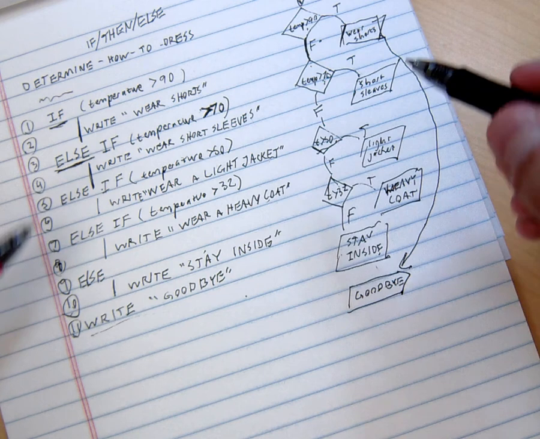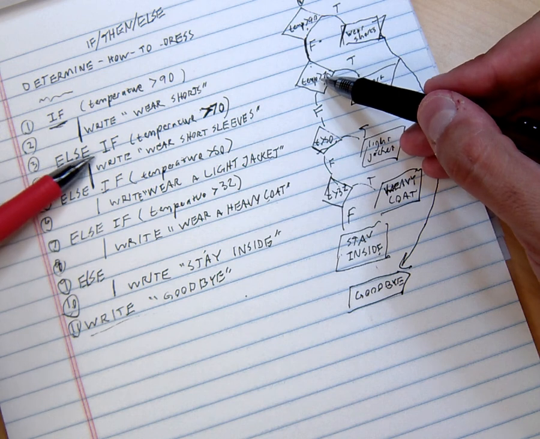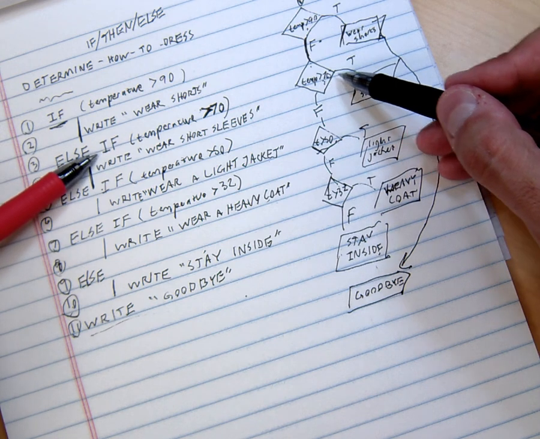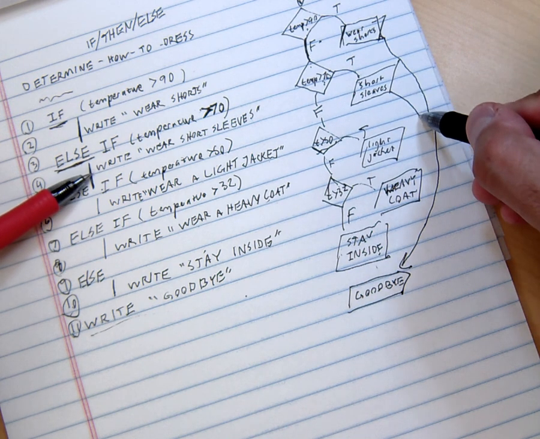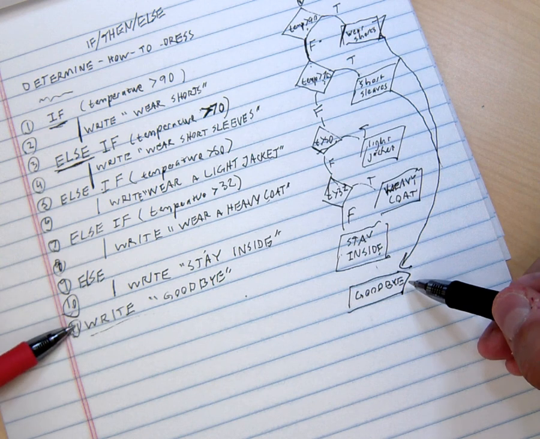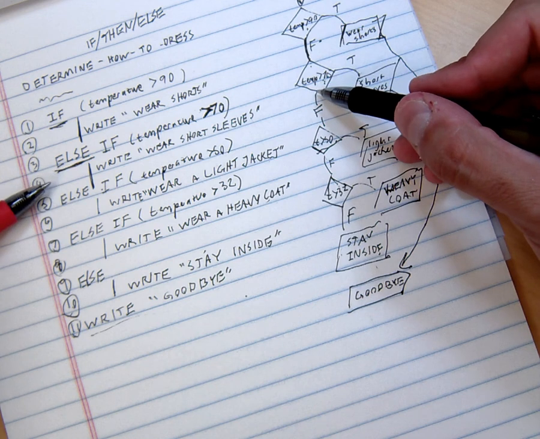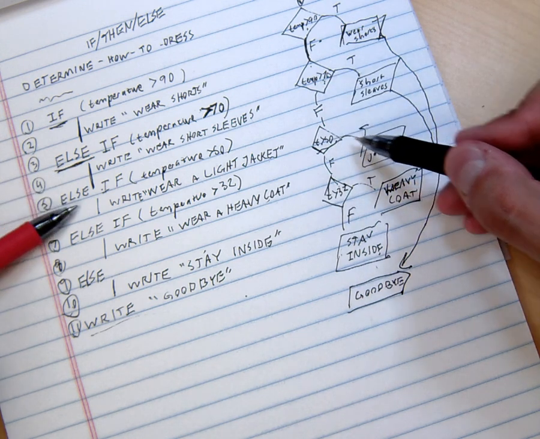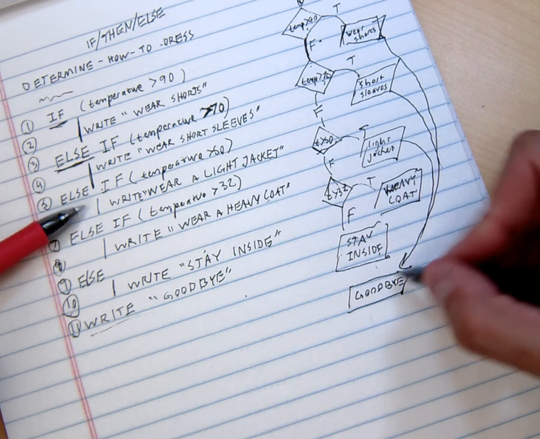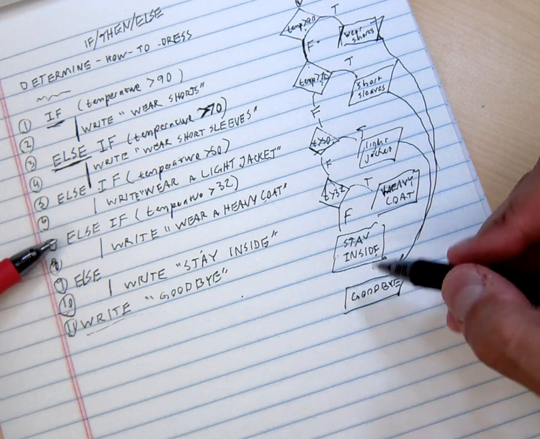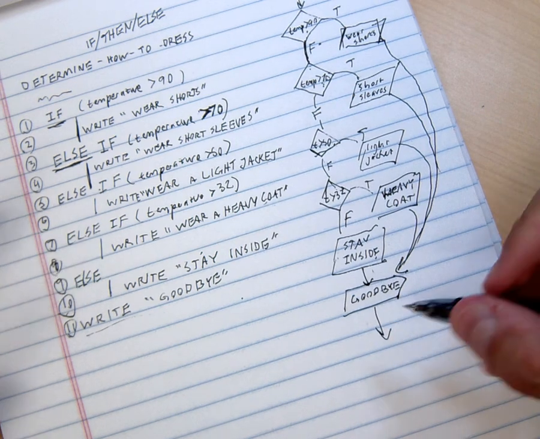Isn't that awesome? If the temperature is not greater than 90, then I'm going to come down and evaluate this condition. If the temperature is in fact greater than 70, I'm going to write wear shorts, and then again continue down to say goodbye. Now suppose the temperature was not greater than 70. I'm going to check this condition. If it's true, then I print that message, and then I move after this entire selection construction. So each one of these is going to branch down to say goodbye, and then execution continues.